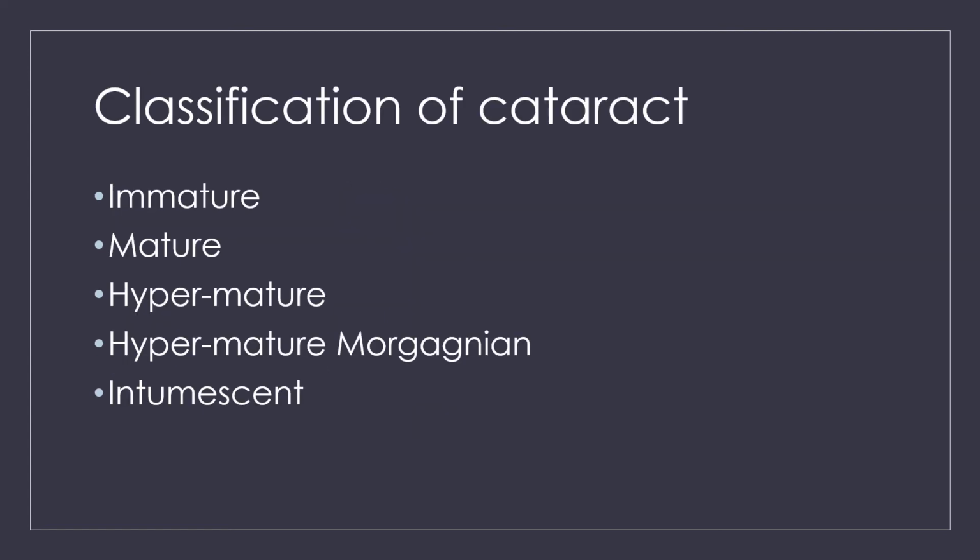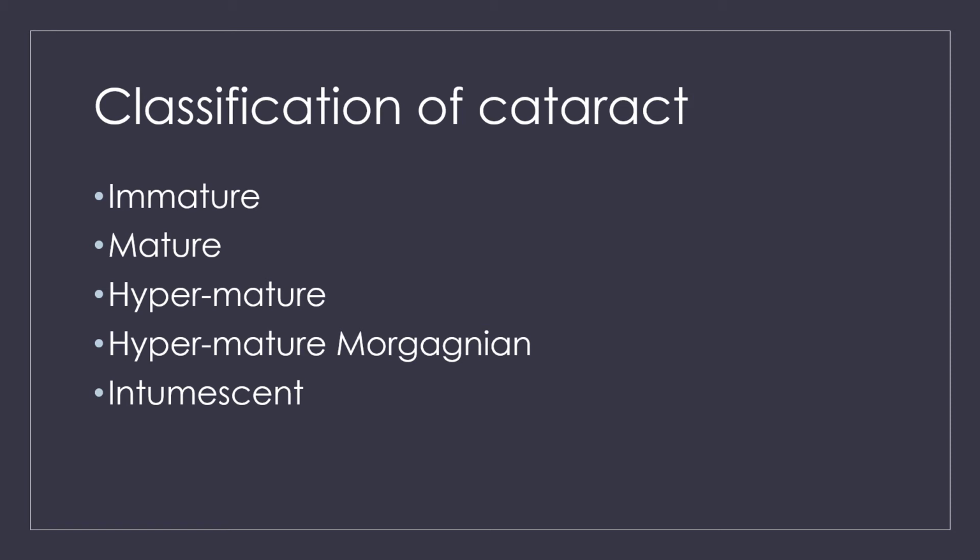Now the classification of cataract according to maturity. Immature cataract, it is a cataract in which some lens fibers are opaque and some are transparent. What is a mature cataract? A mature cataract is that cataract in which all the lens fibers have become opaque.